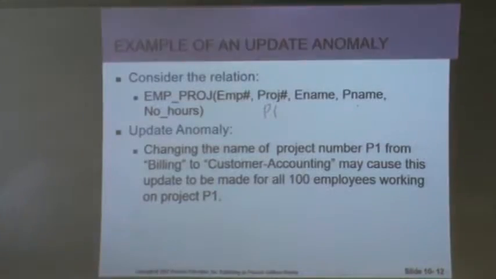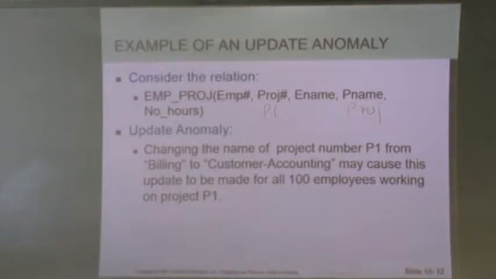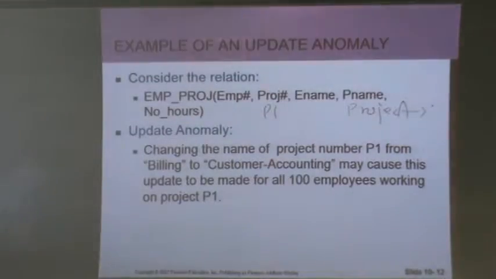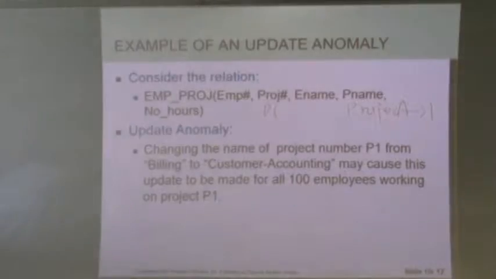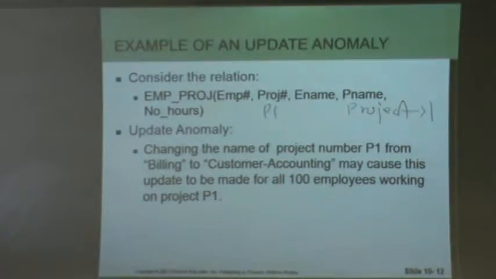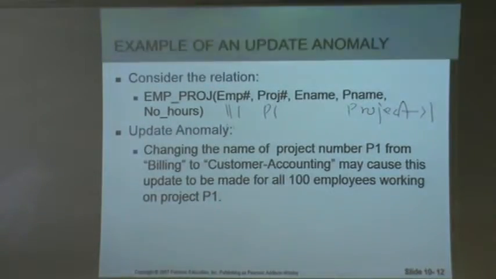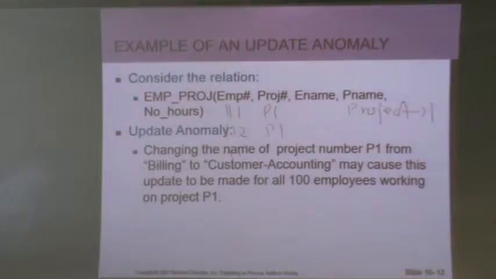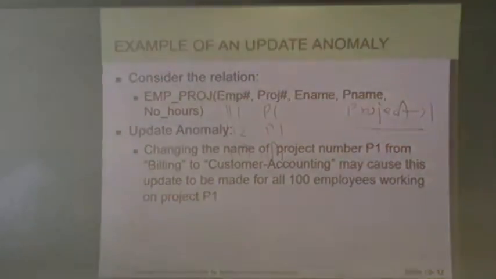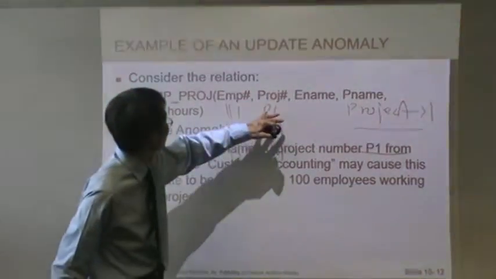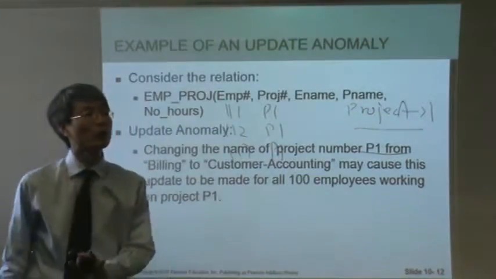Project name is the project A. We change the project A into project 1. How many data do you need to update? Just one? Why don't you see? Employee 111 in P1, 112 P1, 113 P1. Same thing, same thing. You need to update as number, how much? The number of the employee who belongs to P1.